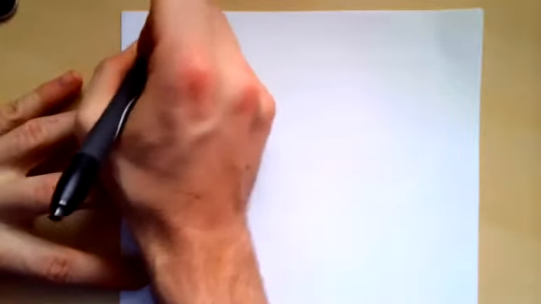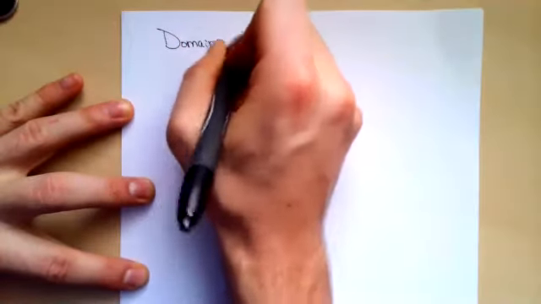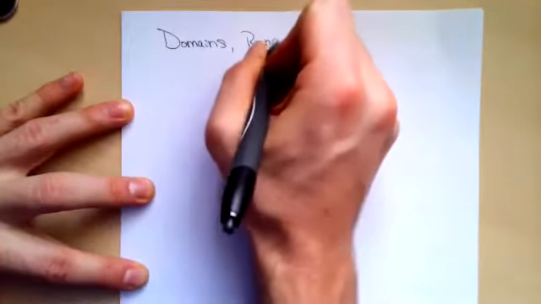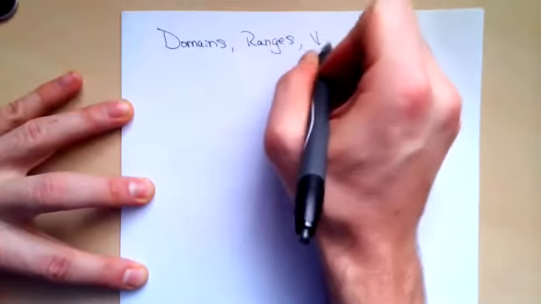So today's topic, we're going to continue our discussion of functions. And we're going to get a little bit more specific with defining domains, ranges, and the vertical line test.